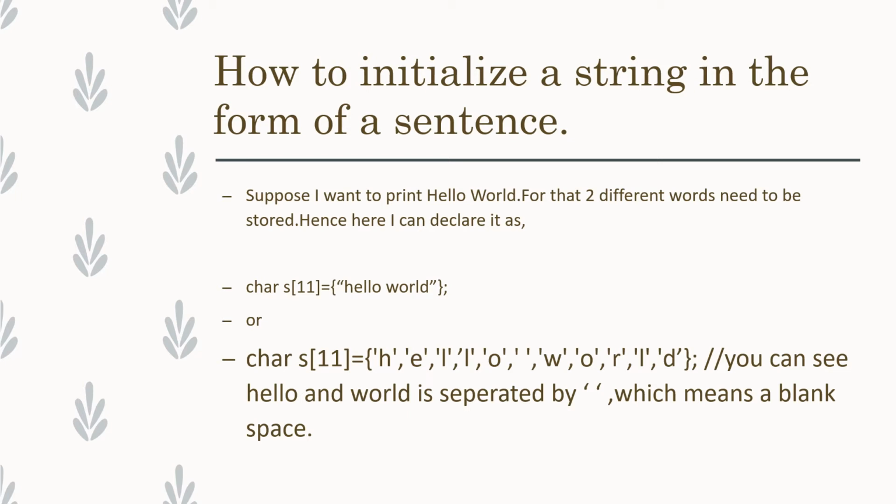Suppose I'm writing hello world, the simplest way is writing hello space world. By default the compiler will know that there is a space between hello and world. Or the second example is that if you are writing it like this in single inverted commas, you have to mention a space here. As you can see here, there is a single inverted comma and nothing has been written in between, right? So there is a blank space. So you can see the hello and world is separated by the single inverted comma, which means a blank space, right? So that is the way in which your string will work on a blank space.